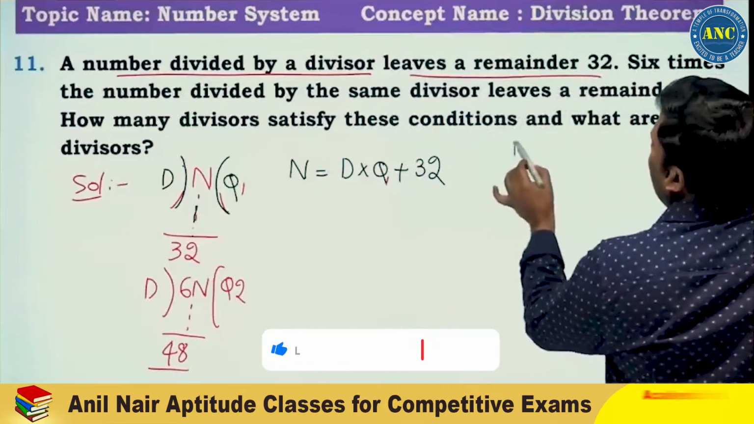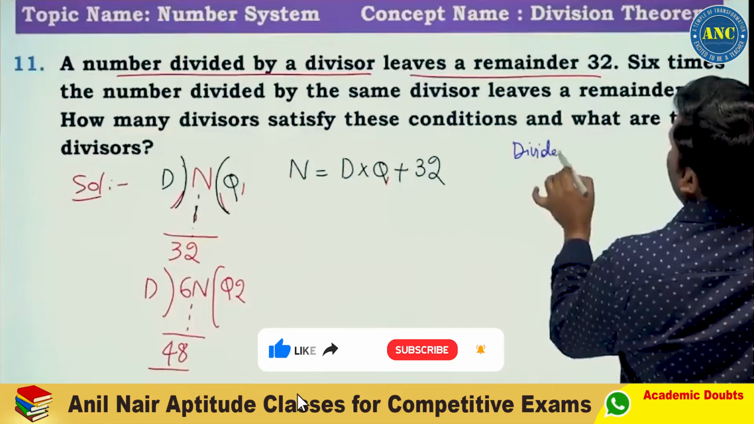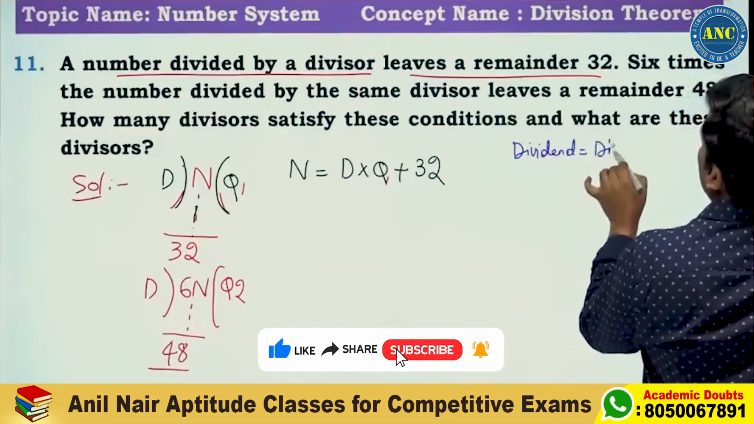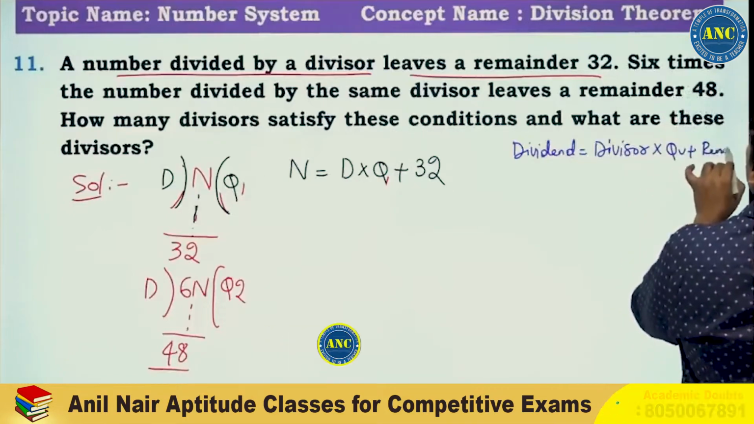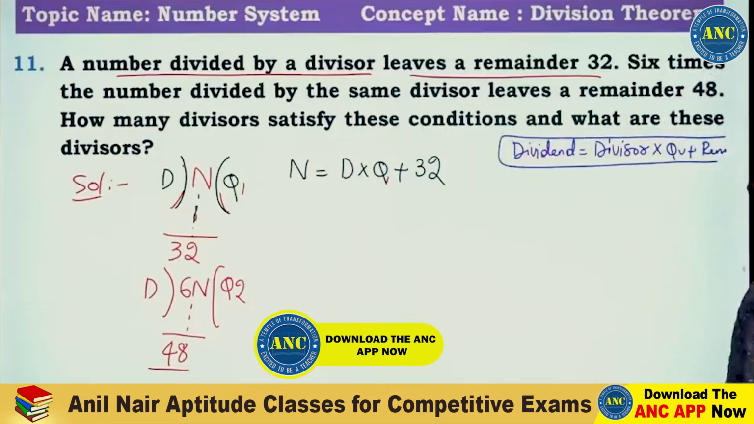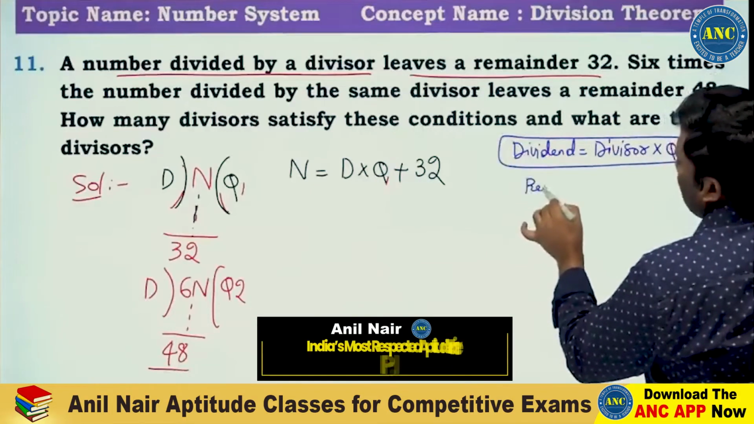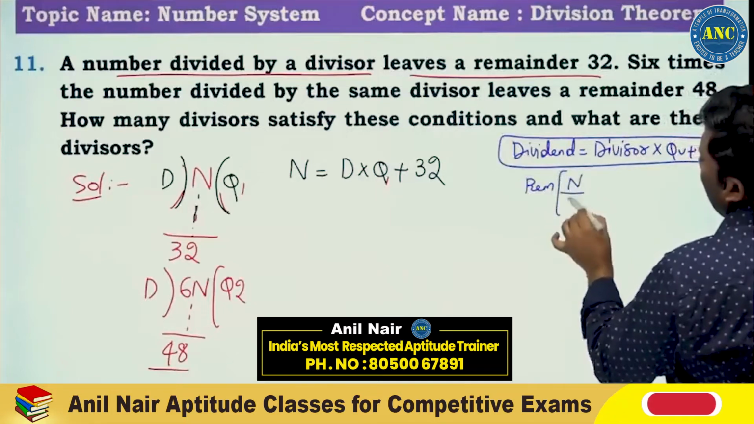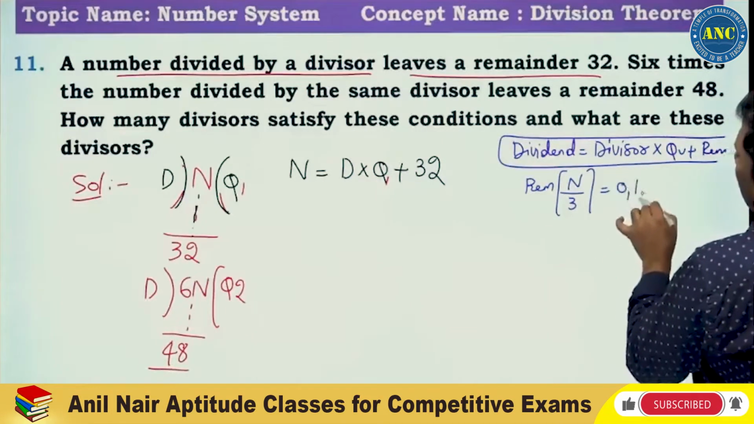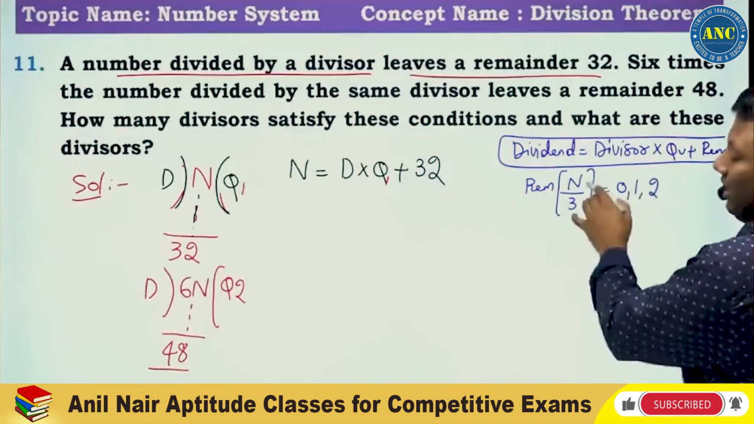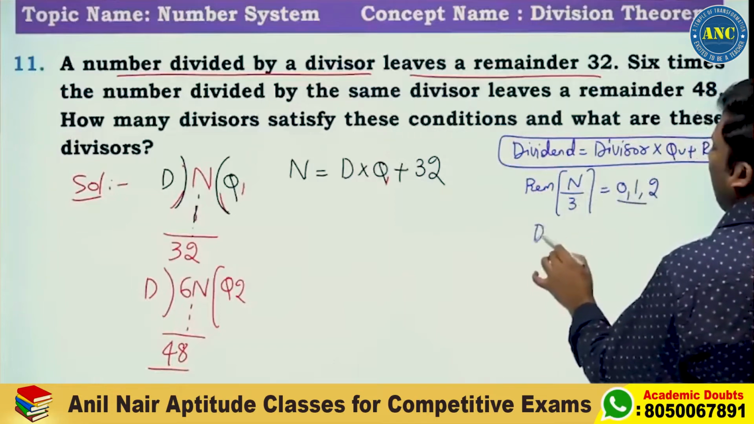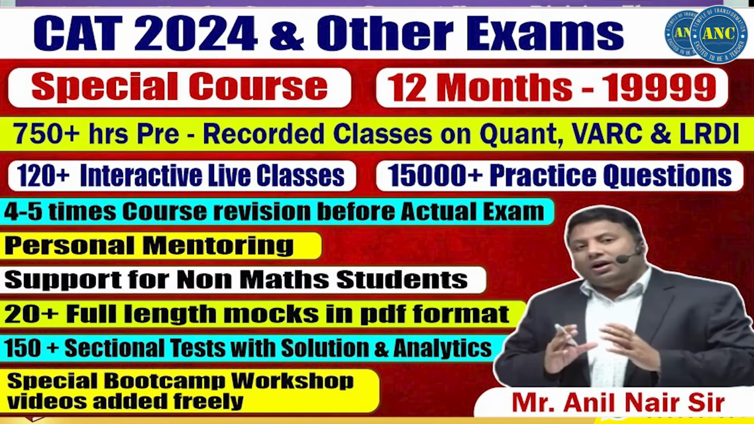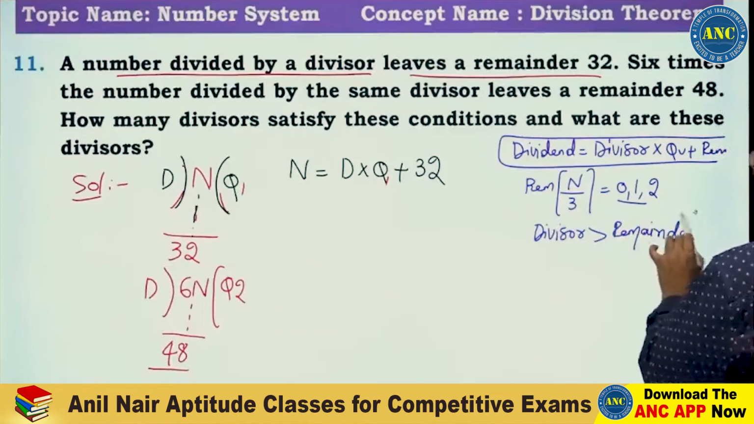What is the concept that we discussed? Dividend is equivalent to divisor into quotient plus remainder. What is the another point that we discussed? N divided by 3, remainders will be 0, 1, 2. N is called the dividend, d is called the divisor. That means divisor is always greater than the remainder. This is the point which we wrote. Let me use that point here.